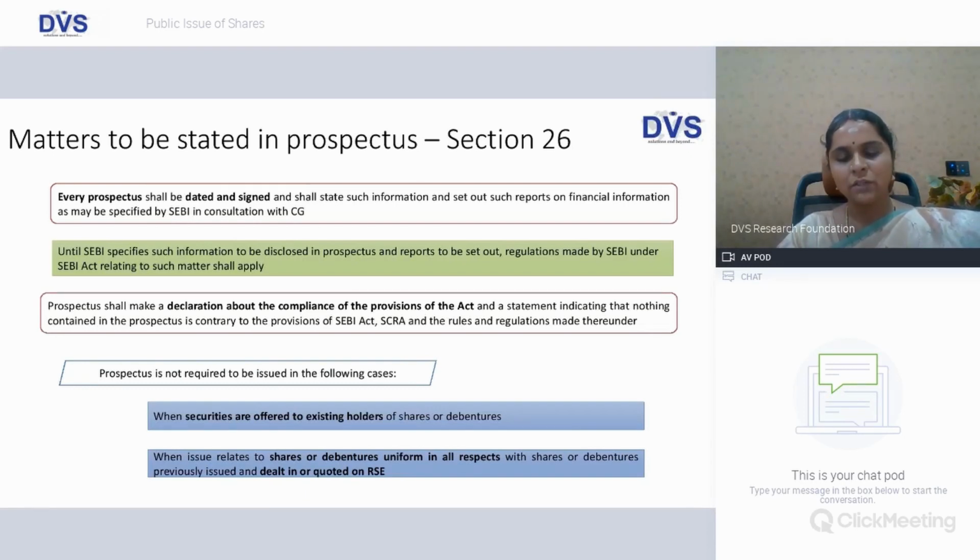Most importantly, this prospectus shall contain a declaration stating that the company has complied with all the provisions of the Companies Act, SEBI Act, and SCRA, the Securities Contract Regulation Act, read with the relevant rules and regulations made thereunder. Like any other offer, this prospectus is not required to be issued when it is going to be issued to existing members, or when the issue relates to shares or debentures uniform with the existing shares or debentures which were previously issued and dealt with on a recognized stock exchange.